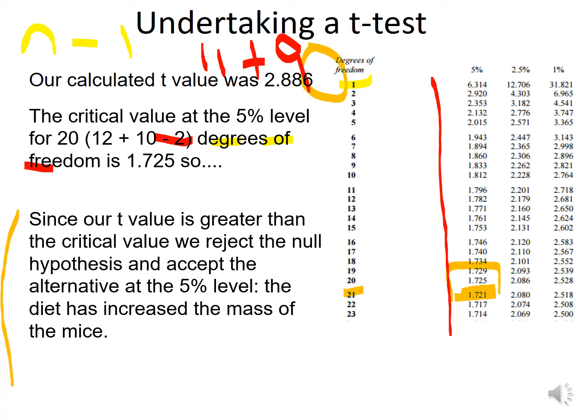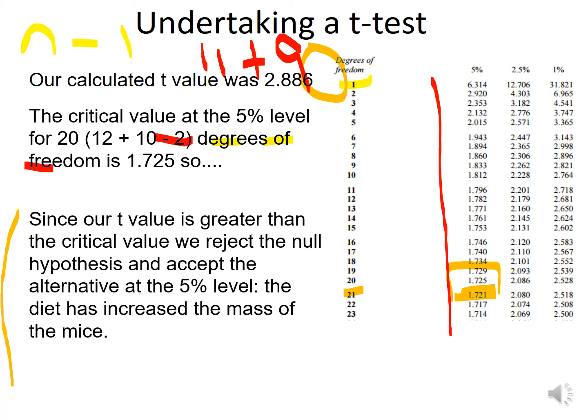T-value was 2. The critical value is 1.725. So our t-value is greater than the critical value, so we reject the null hypothesis. The null hypothesis was that there is no difference, and we're rejecting that. So we're saying actually the difference does seem to have made a difference.